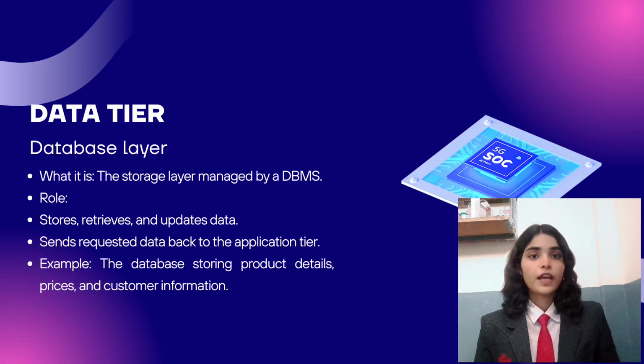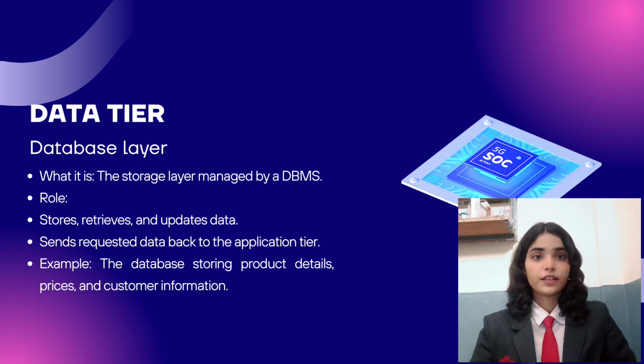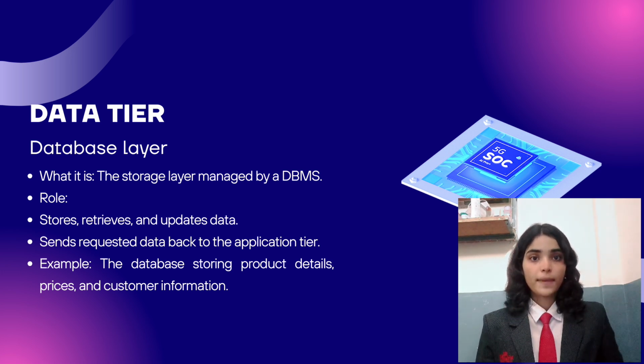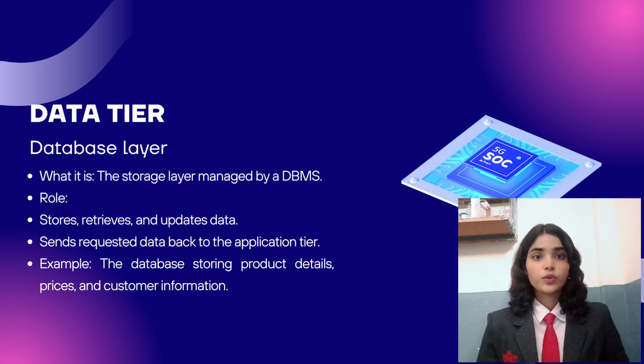The third and final layer is the data tier, or the database layer. This layer is fully managed by the DBMS, and it is responsible for storing, retrieving, and updating the data. For example, all product details, prices, and customer information in a shopping app are stored here. When you search for a product, the application tier requests the data from this layer. Then it's sent back to the presentation tier for you to see. This layer ensures that all information is stored securely and can be accessed whenever it is required.